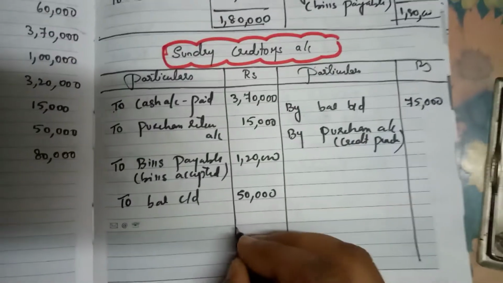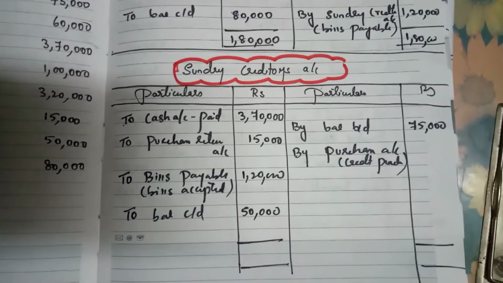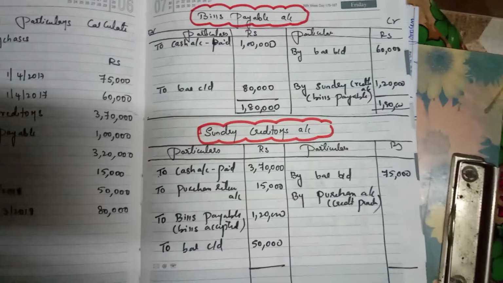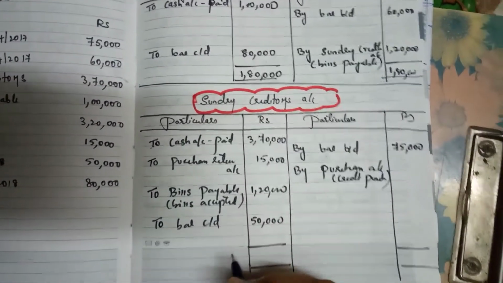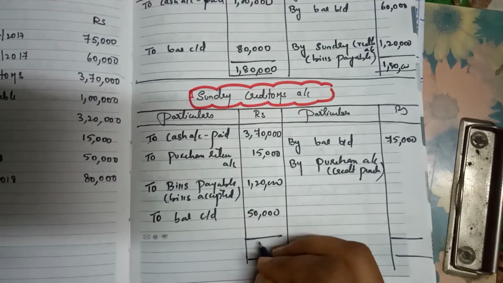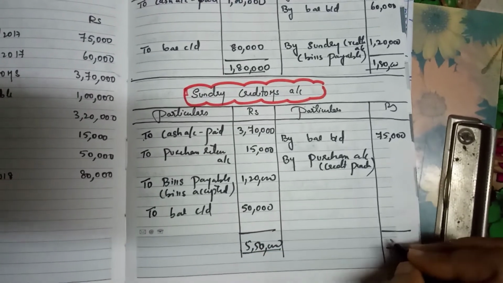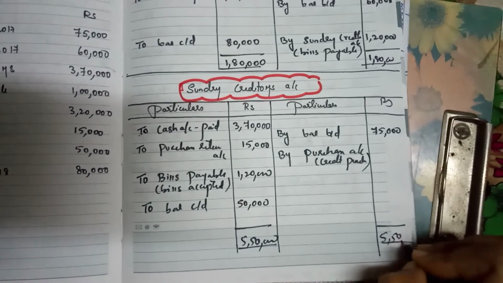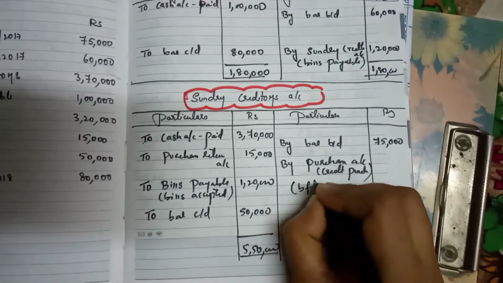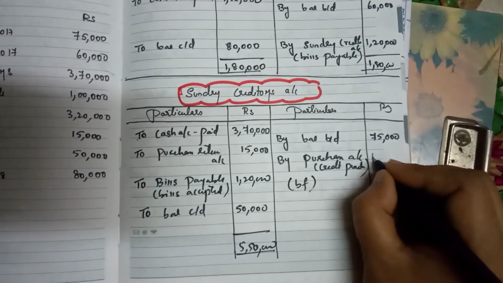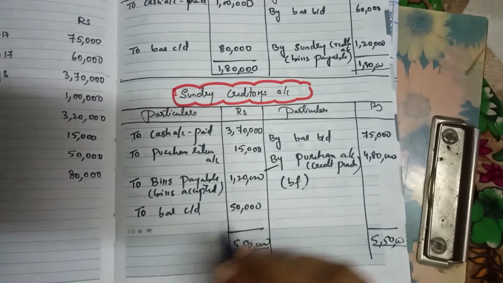Now take the total. When I take this total, you'll get 5,50,000. Here also 5,50,000. From 5,50,000, if you deduct this, you get the balancing figure, that is 4,80,000. So this is what we got.